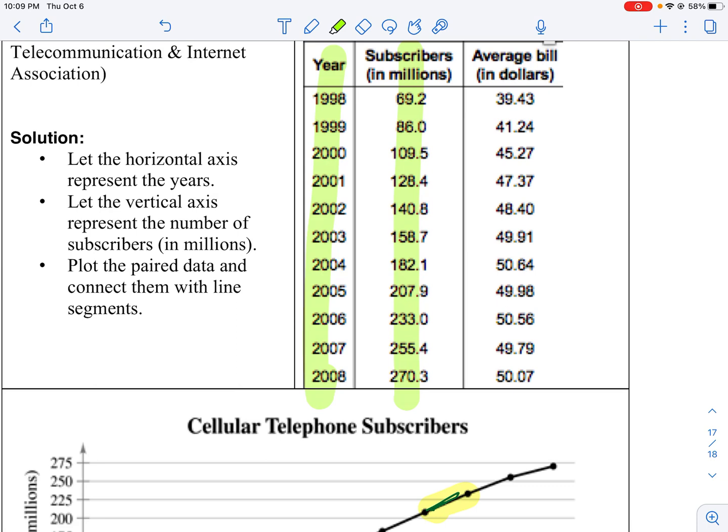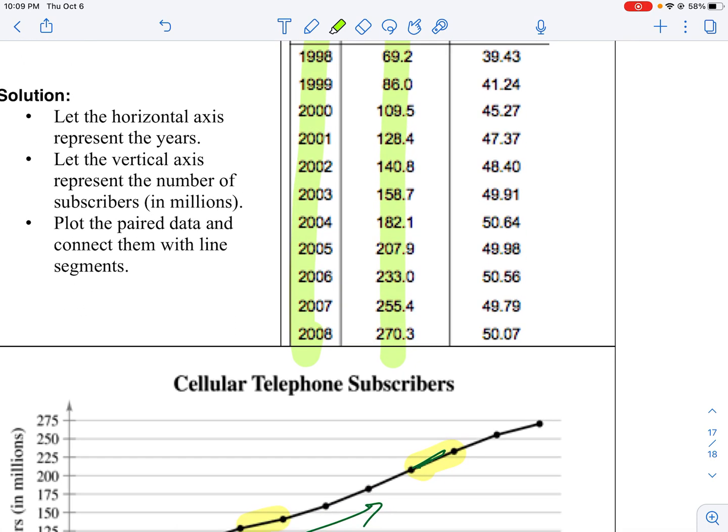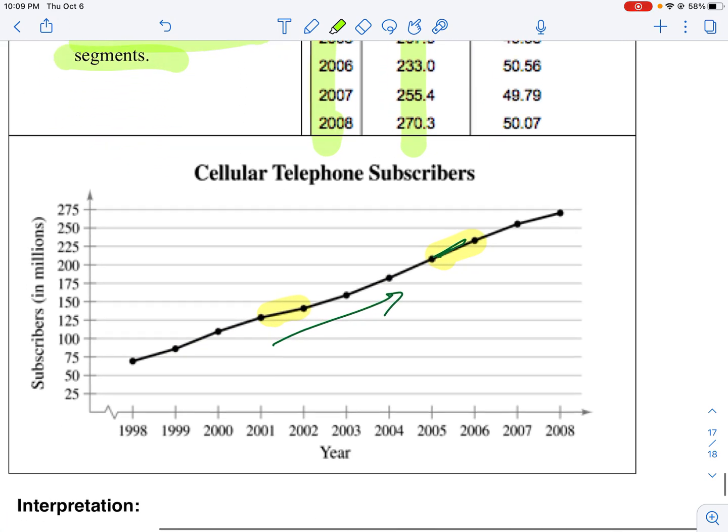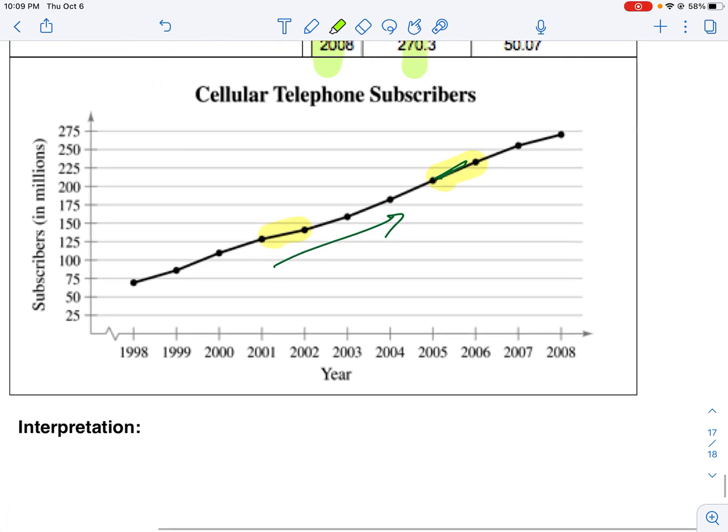We're gonna let the horizontal axis represent the years, and the vertical axis represent the number of subscribers. It says plot the paired data and connect them with line segments. So here it is. This is what it looks like.